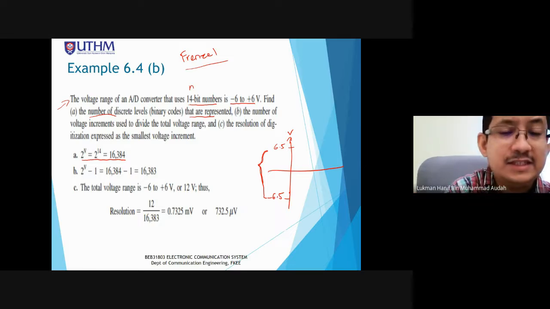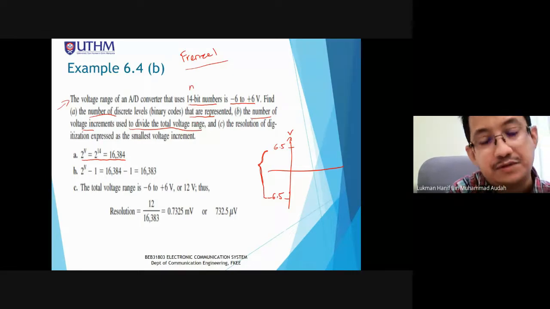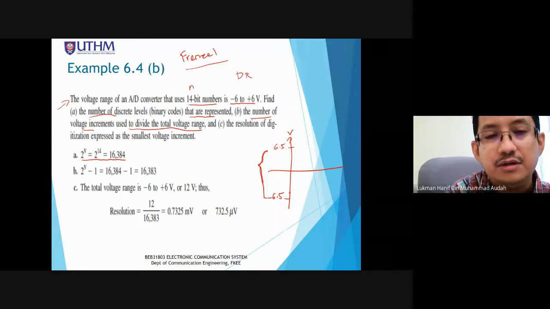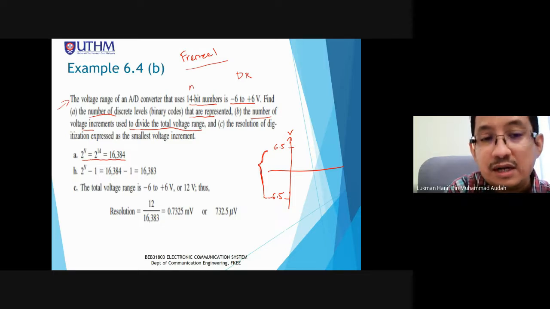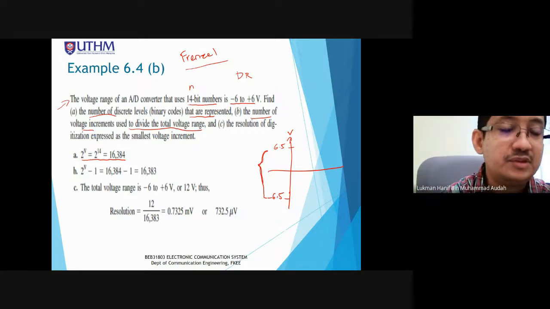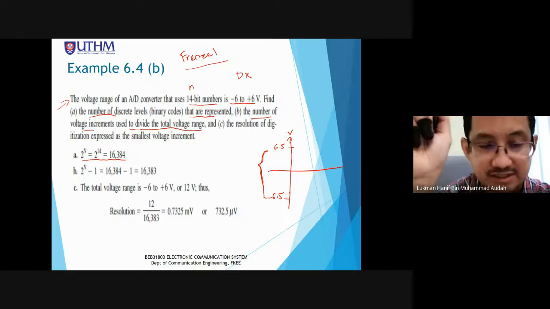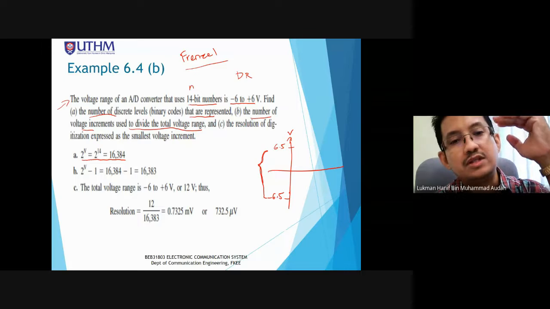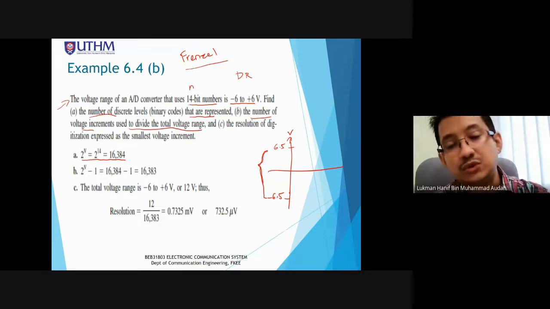Okay. And then what? The number of voltage increment used to divide the total voltage range. Soalan B ini sebenarnya merujuk kepada dynamic range, DR. DR adalah dynamic range. Nanti kita akan lihat dalam topik seterusnya, dynamic range. Dynamic range is the number of quantization levels excluding zero axis, excluding 0 volt. Okay, dia adalah jumlah quantization level tidak termasuk 0 volt.